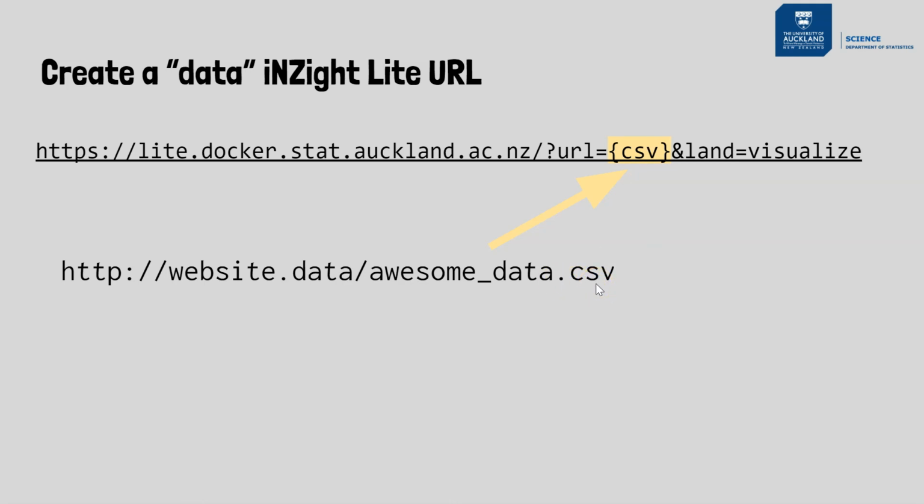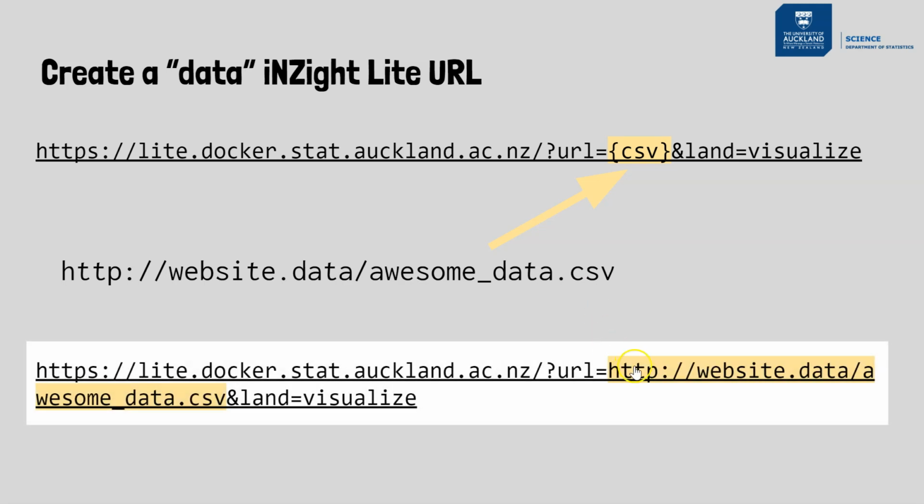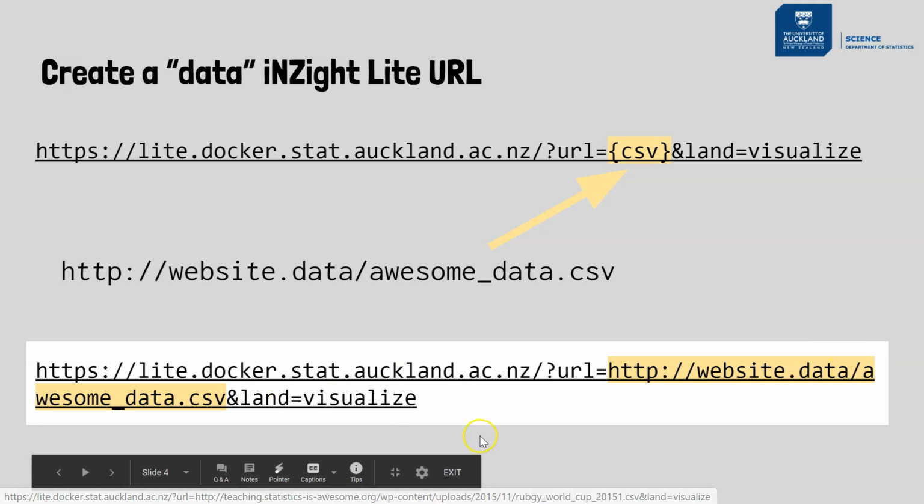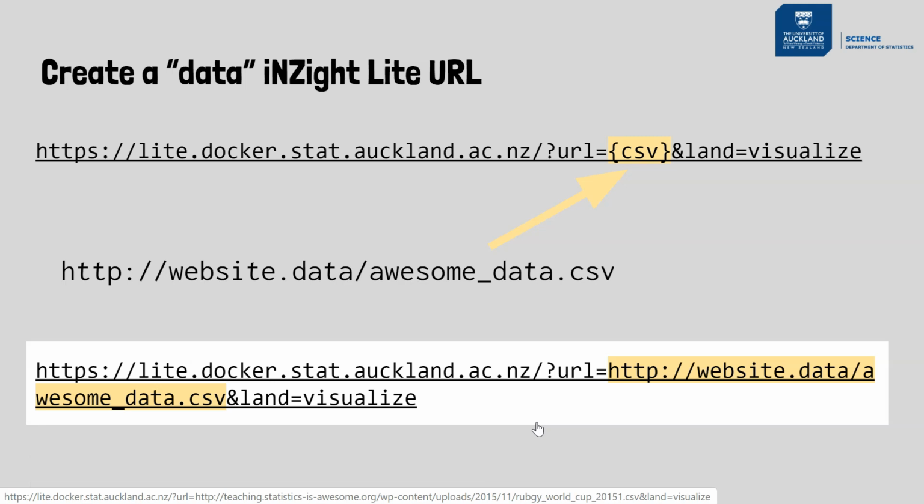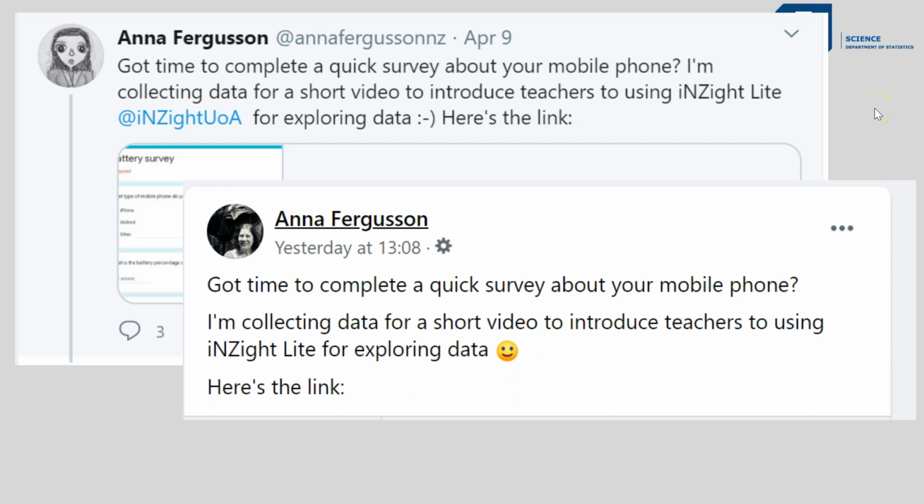Then what you can do is set up a URL here where you replace what I've highlighted here with that URL, and then when students click on that link, it'll take them straight through to iNZight Lite with the data loaded and straight into the visualization tab, which is where they can make plots. And that feature in itself is pretty cool, but it's even cooler if you combine it with something like a Google Form or a Google Sheet, because you might have data of your own already that you want to use.